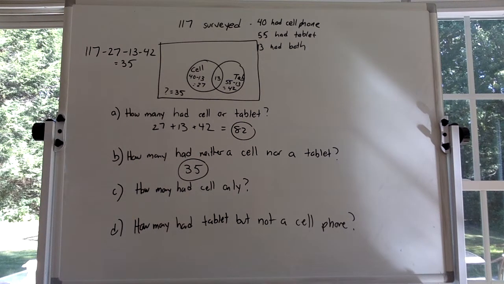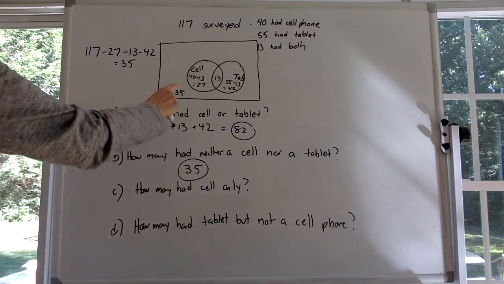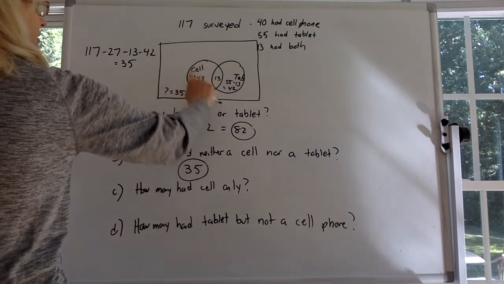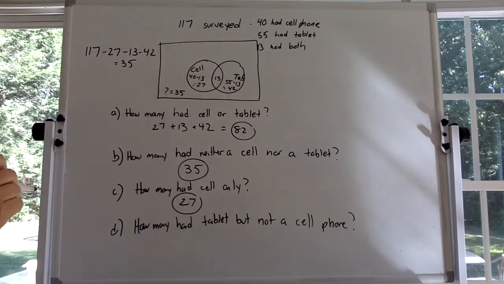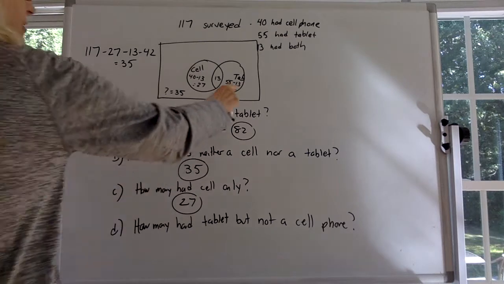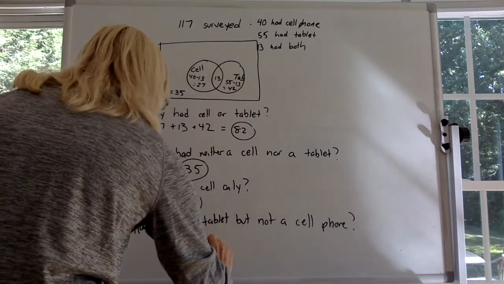Okay, how many just had a cell? Cell only? That's going to be the part of the circle in the cell that didn't overlap, so that's the 27. And how many had a tablet but not a cell? That's the part in the tab that doesn't overlap, that's a 42.